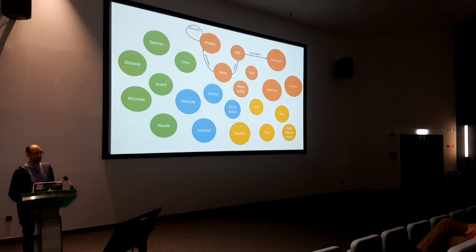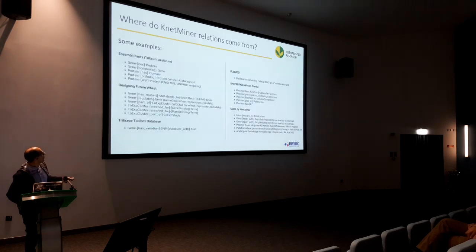So the first thing when we want to build knowledge graphs is to decide what sort of information we want to capture, and then think about where we can get the relationships between the different entities. So, for example, in our wheat knowledge graph, this is showing you an overview of where the relationships are coming from. Different databases have different types of information.